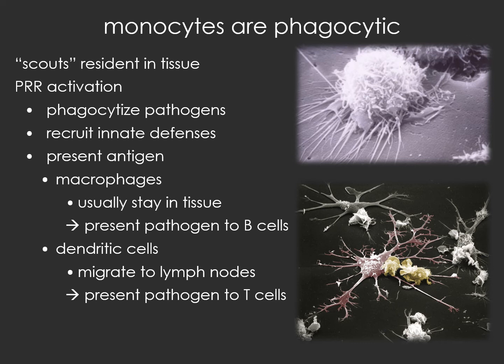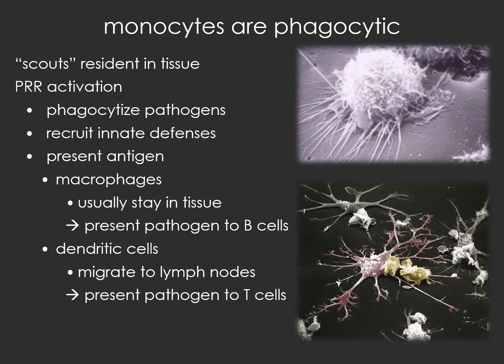And the good thing about that is they both do the same thing, right? When their PRR become activated, they phagocytize the pathogens. They recruit the innate defenses by releasing chemicals that sort of sound a chemical alarm. And then they very importantly take that thing that they've phagocytized and they present it as antigen to the immune system. So macrophages are typically found in the tissue and they present pathogen to B cells. Dendritic cells typically migrate to the lymph nodes where they present pathogen to T cells.